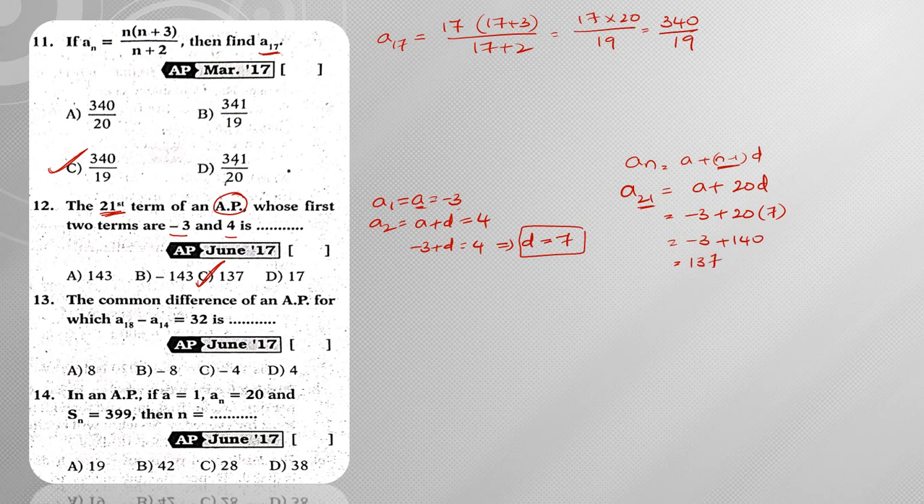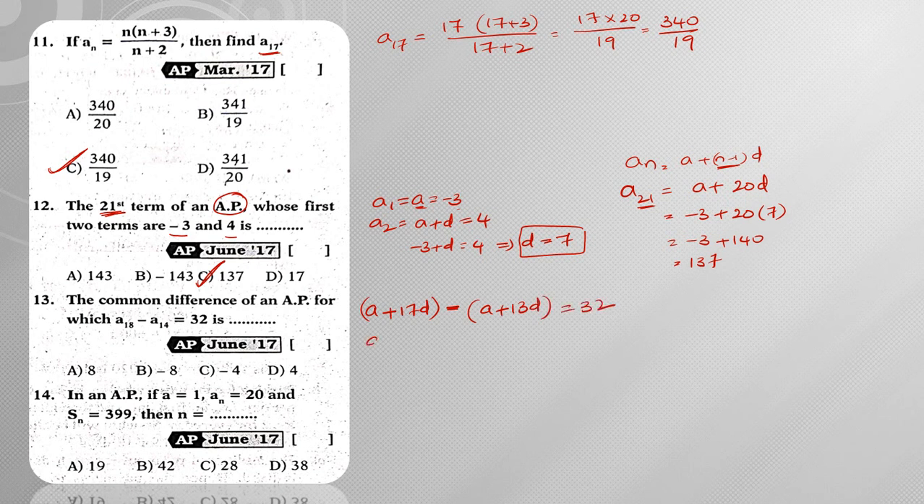Next, find the common difference of an AP for which A18 minus A14 is equal to 32. So he is asking you to find the common difference. First of all, what is A18? A18 I can write as A plus 17D. Since I have a minus sign, I am writing it within brackets. Next, A14 can be written as A plus 13D, which is equal to 32.